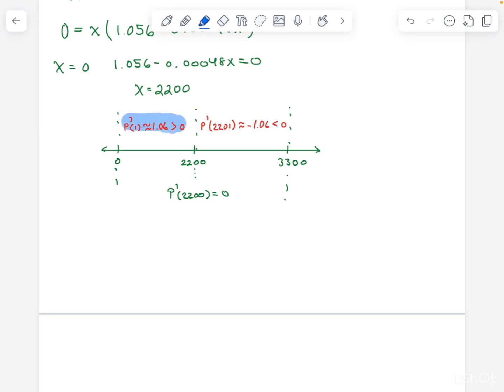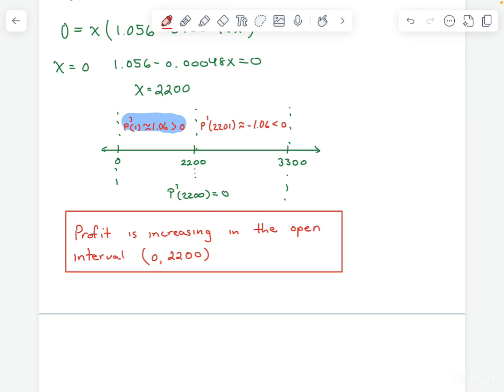Since the derivative is greater than 0 in the interval 0 to 2200, the profit is increasing in that interval. So we have profit is increasing in the open interval 0 to 2200. And we are done.